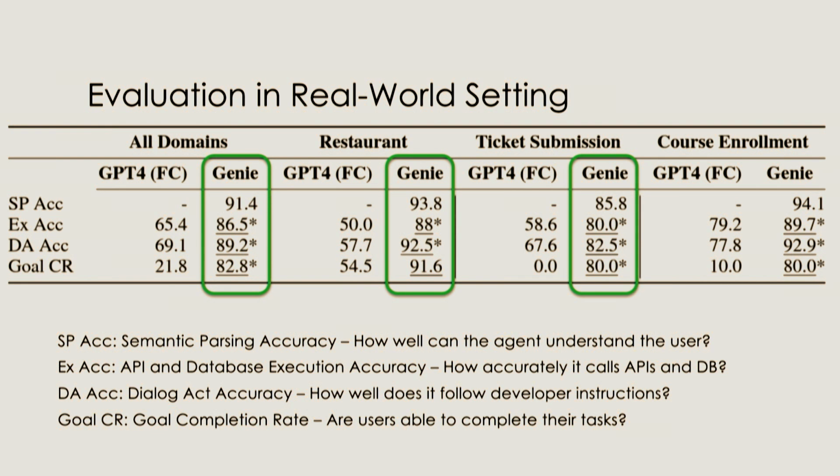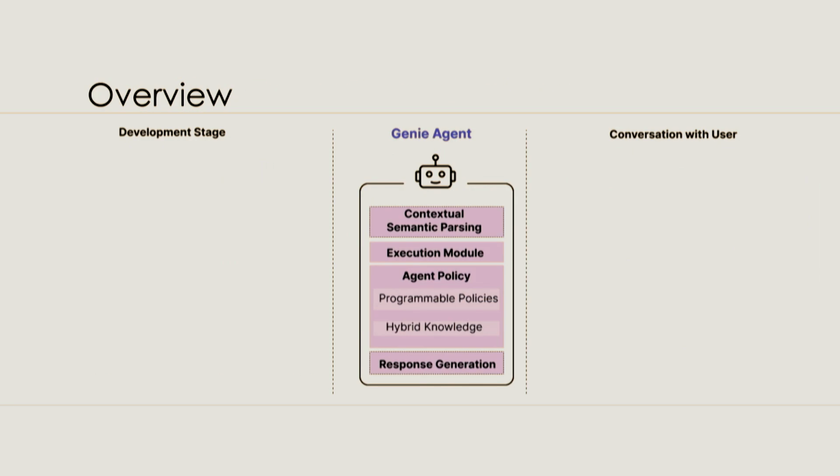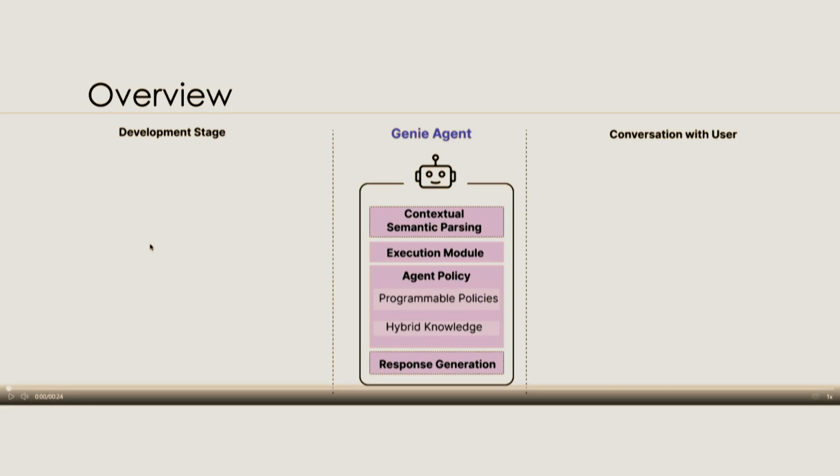However, we see that ticket submission and course enrollment are 2 completely new domains for GPT-4, and it performs miserably. For ticket submission, it has a goal completion rate of 0, and for course enrollment, it has a completion rate of 10%. Now, here's an overview of how Genie actually works and how you can use it with your system.